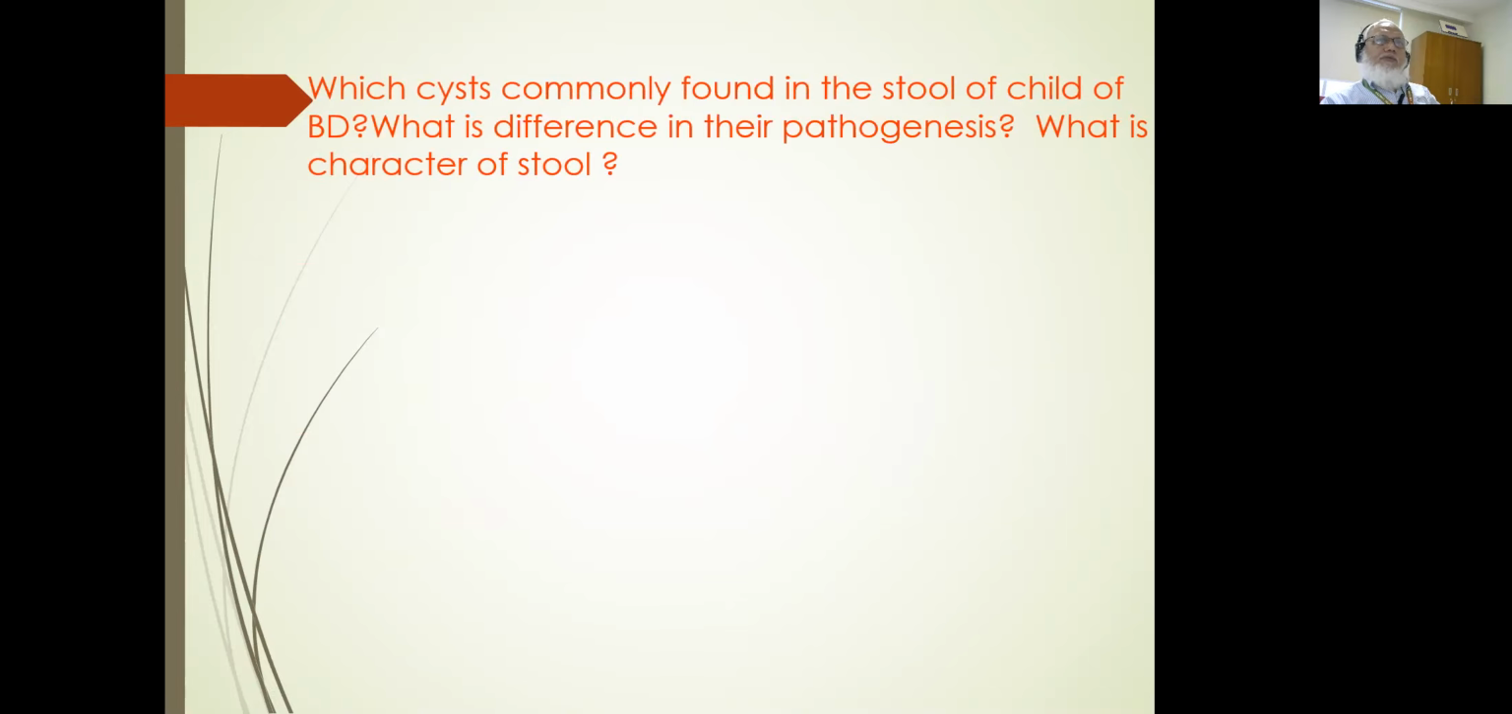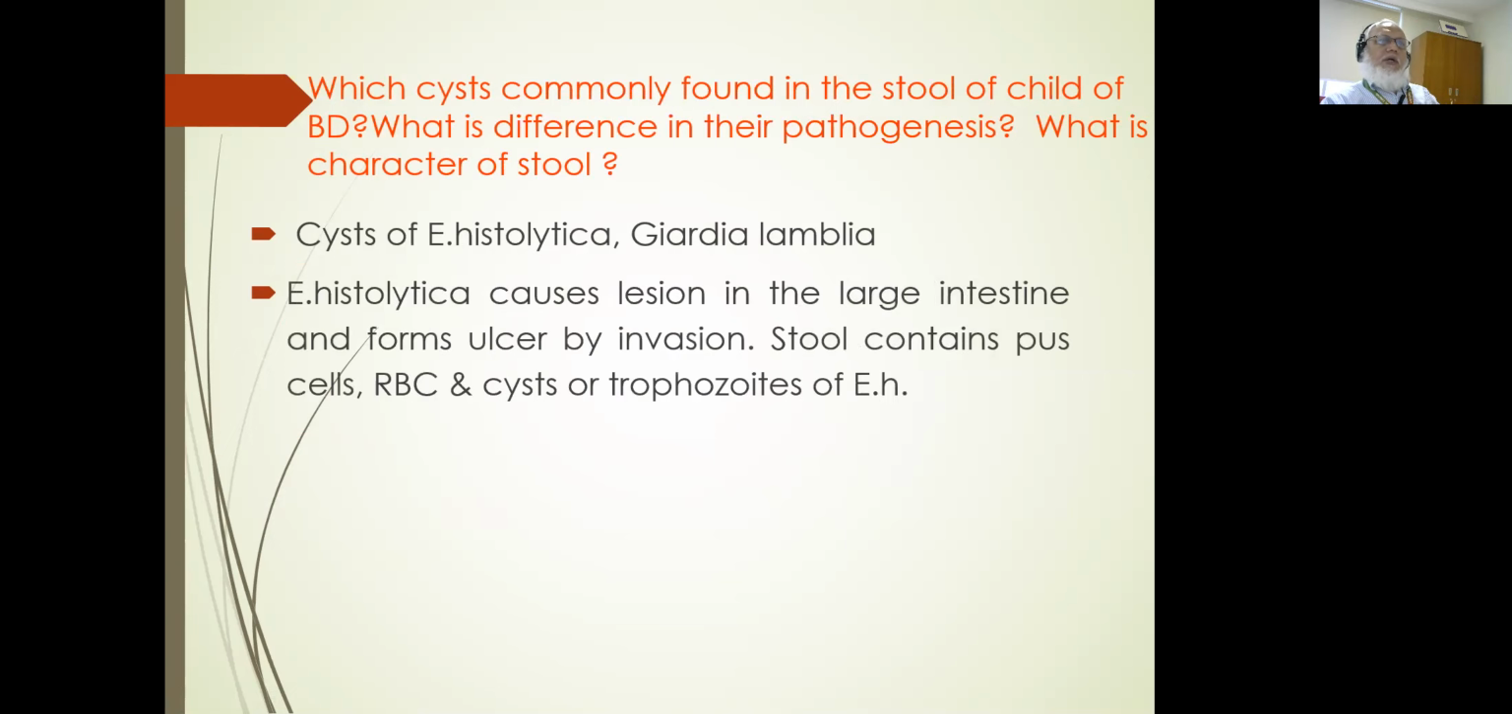Which cysts are commonly found in the stool of a child of Bangladesh? What is the difference in their pathogenesis and what is the character? Cysts of Entamoeba histolytica and Giardia lamblia are commonly found in the stool of a Bangladeshi child.